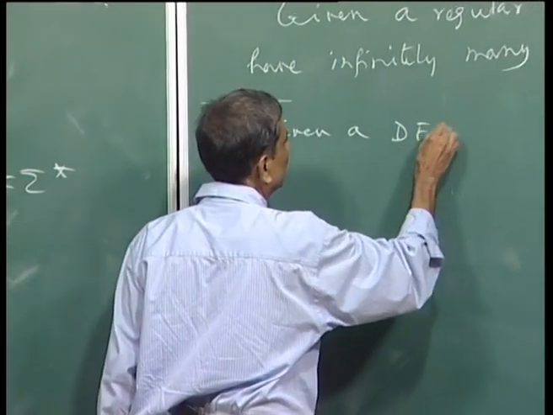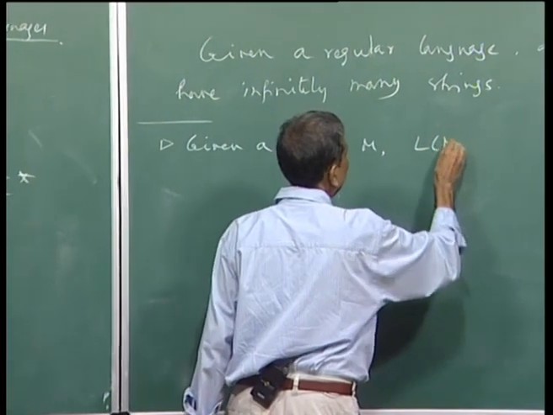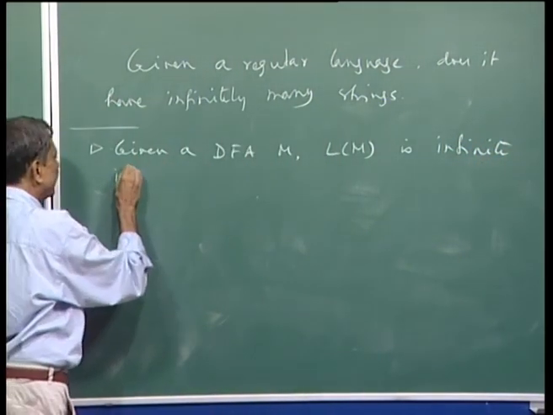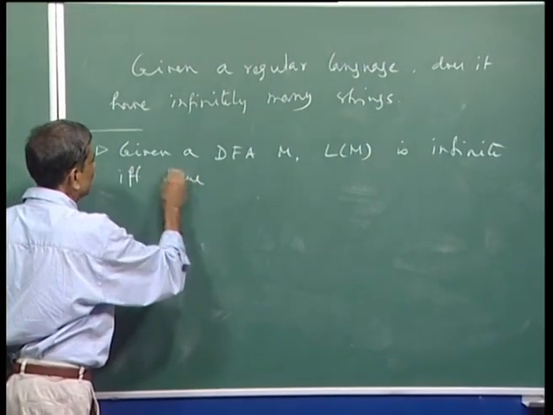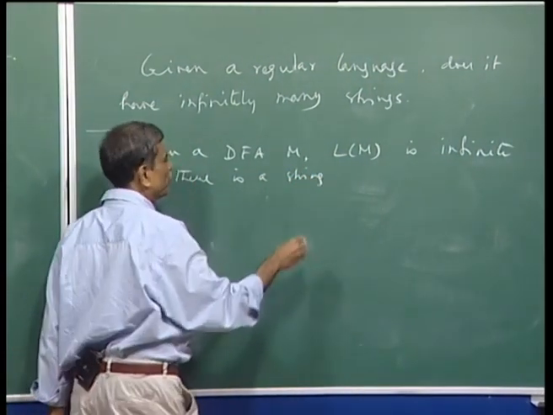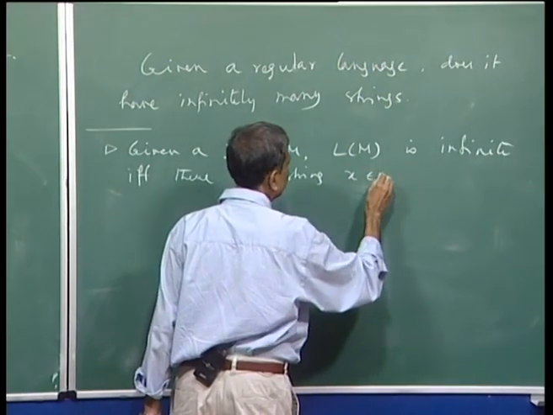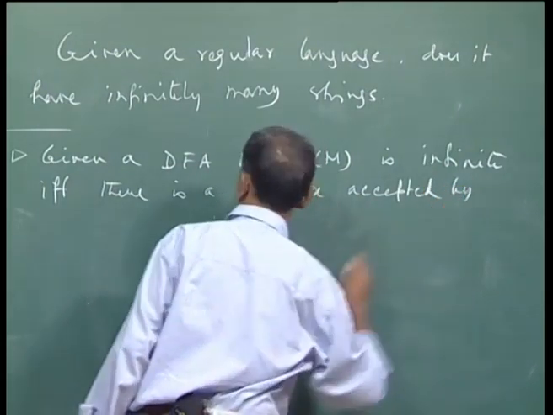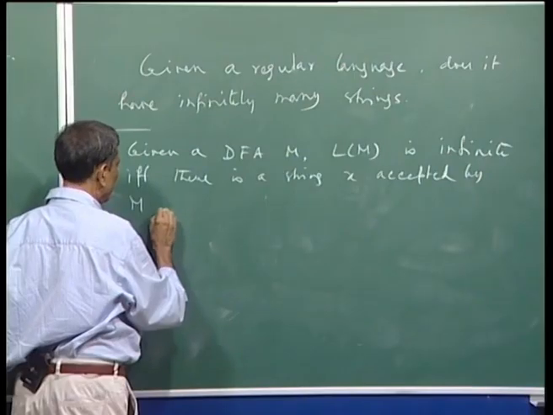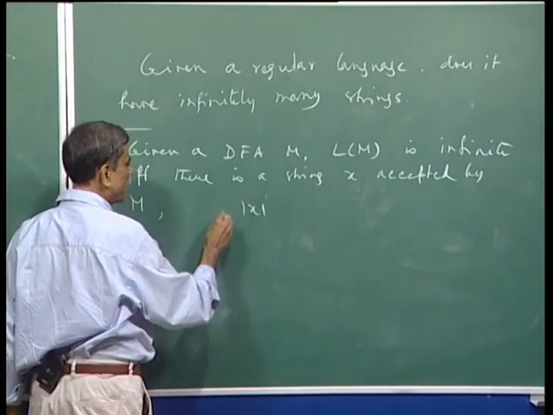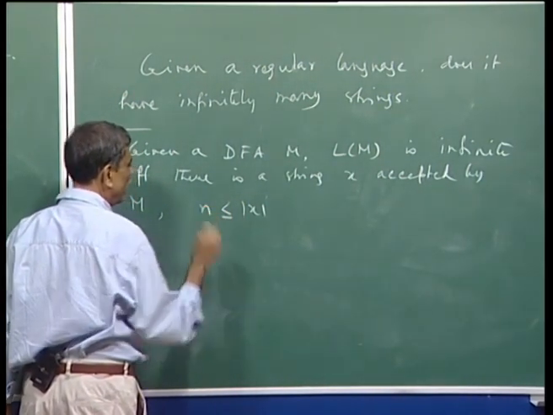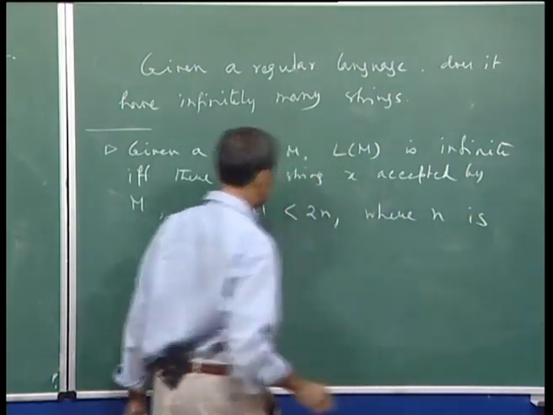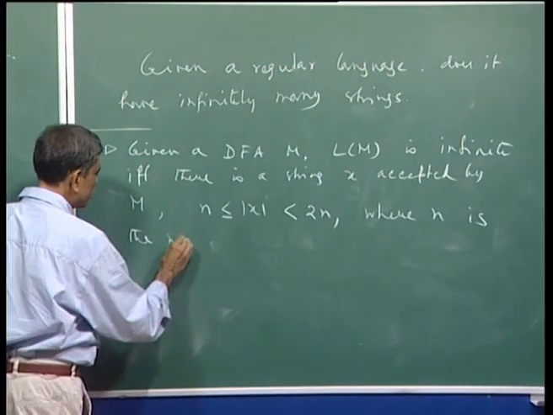Given a DFA M, the language accepted by the DFA is infinite if and only if there is a string x accepted by M such that the length of x is greater than or equal to n and less than or equal to 2n, where n is the number of states.